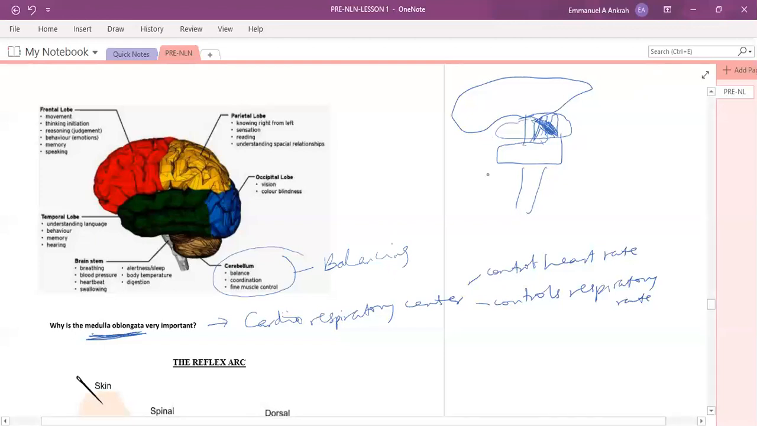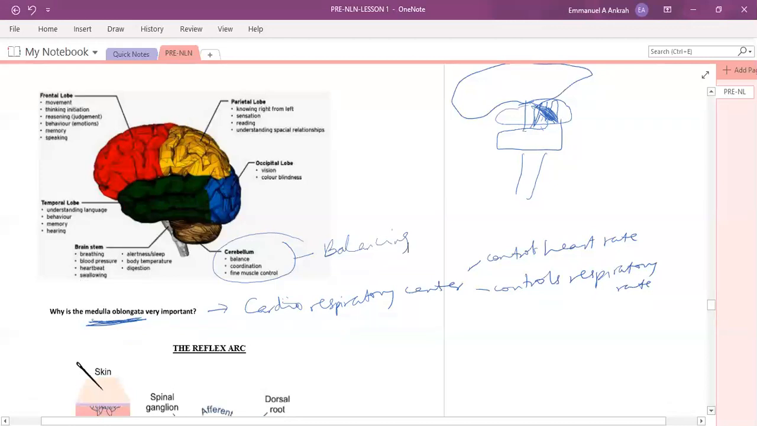Cerebrum, higher thinking processes, understanding, personality, and so on. Hearing. Whilst you get a brainstem, medulla oblongata, very important structure there. And then the cerebellum, balancing. Okay, so the cerebellum works with the semicircular canals in the ear to help in balancing. Okay. So that's the quick overview of the brain. Okay.